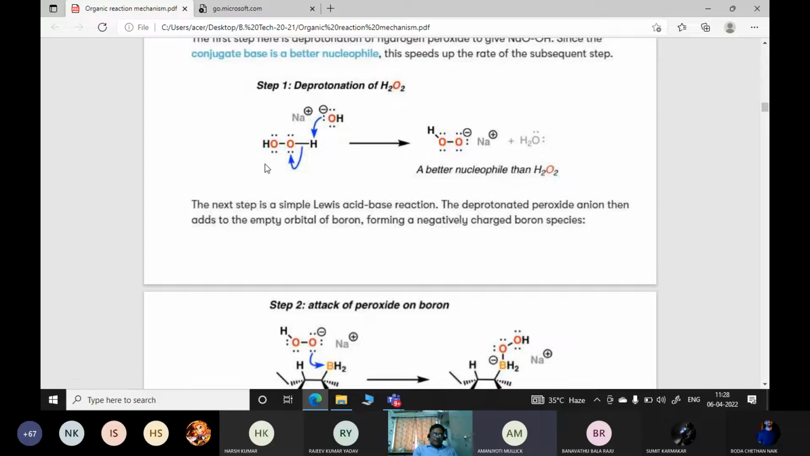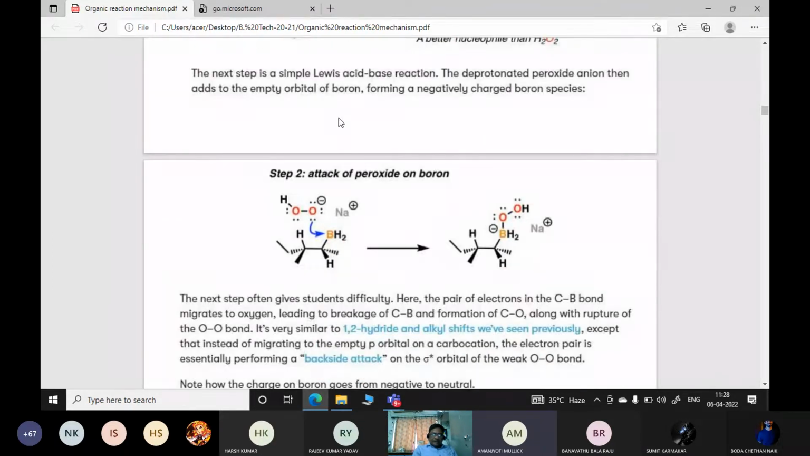You see this is the peroxide that abstracts the base proton, and it forms the sodium salt of hydrogen peroxide. And this sodium salt of peroxide attacks the boron, and this is the peroxy adduct with the alkyl group, and this alkyl group means this boron-carbon bond.